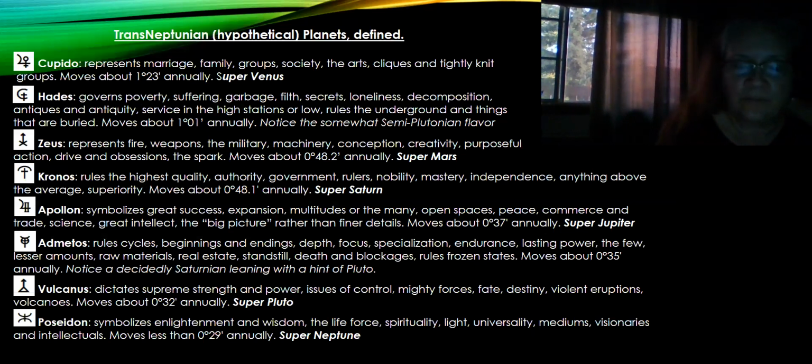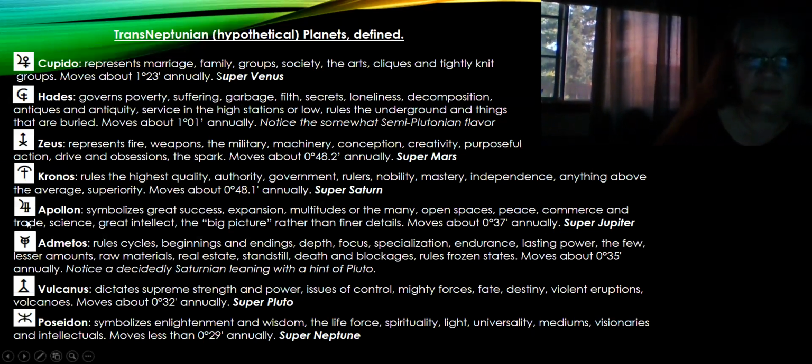So Apollon, and you could say Apollon however you want, I'm going to call it Apollon, symbolizes great success. It is a super Jupiter. You see the symbol is a double-based Jupiter, basically. And it's almost like tying Gemini with Jupiter a little bit. Symbolizes great success, expansion, multitudes or many, tying in that Gemini feel. Open spaces, peace, commerce, trade, science, great intellect, the big picture. Doesn't so much deal with the finer details, so that's a little bit non-Gemini, right?